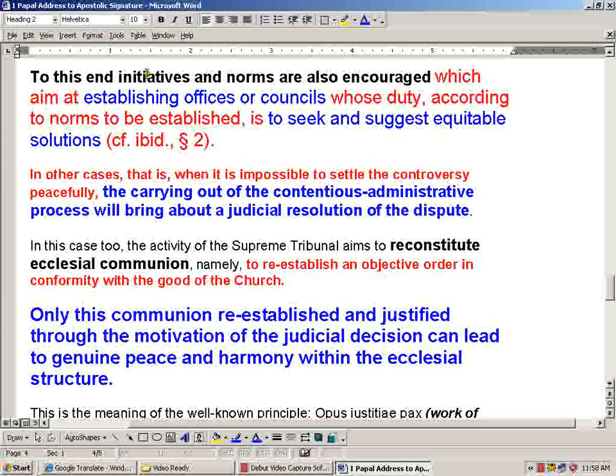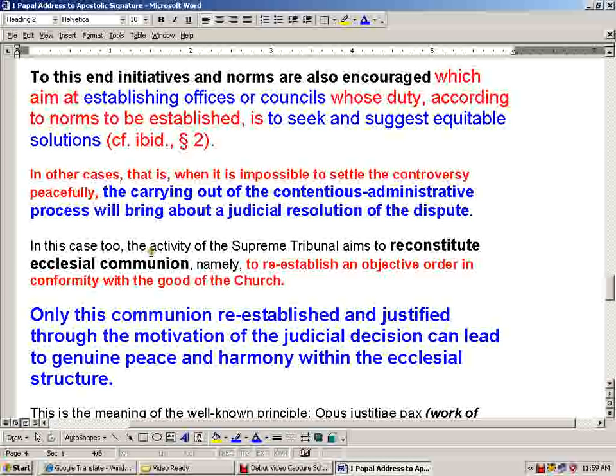To this end, initiatives and norms are also encouraged which aim at establishing offices or councils whose duty according to the norms to be established is to seek and suggest equitable solutions. Alright, so these offices or councils are supposed to be already established, and it's their duty to seek and suggest equitable solutions. In other cases, that is, when it's impossible to settle the controversy peacefully, the carrying out of the contentious administrative process will bring about a judicial resolution of the dispute. We take them the complaint, they make a phone call. If that doesn't work, then they'll do the contentious administrative process.